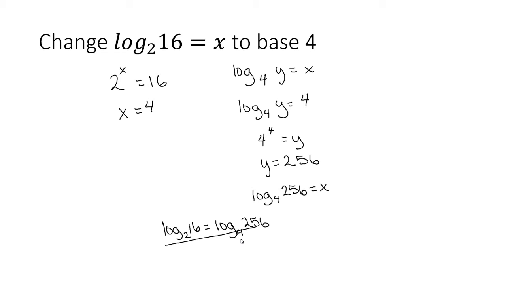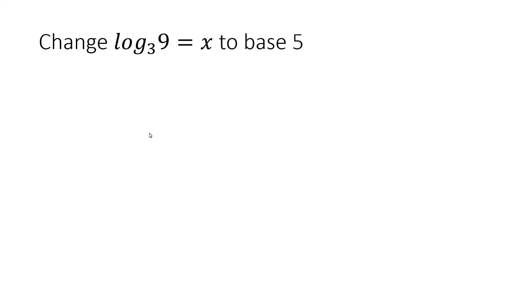Okay, let's take a look at another one. For this one, we have log base 3 of 9 equals x, and we want to make it base 5. So we're going to take this and make it an exponent, so 3 to the x equals 9. We know 3 squared is going to equal 9, so x is going to equal 2.